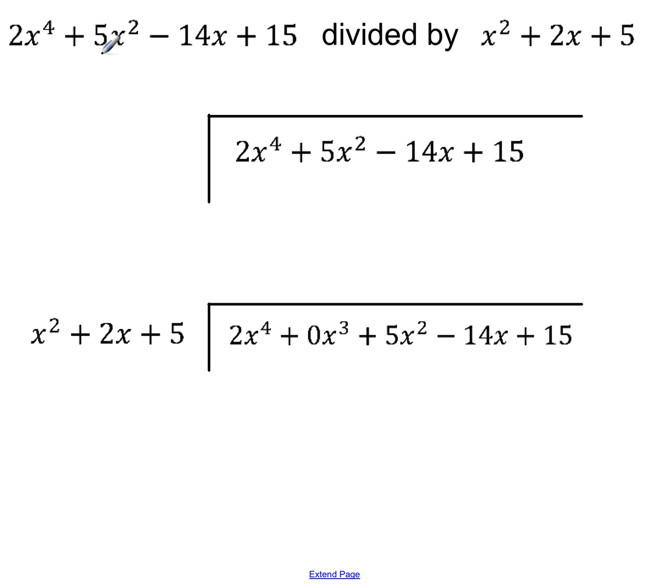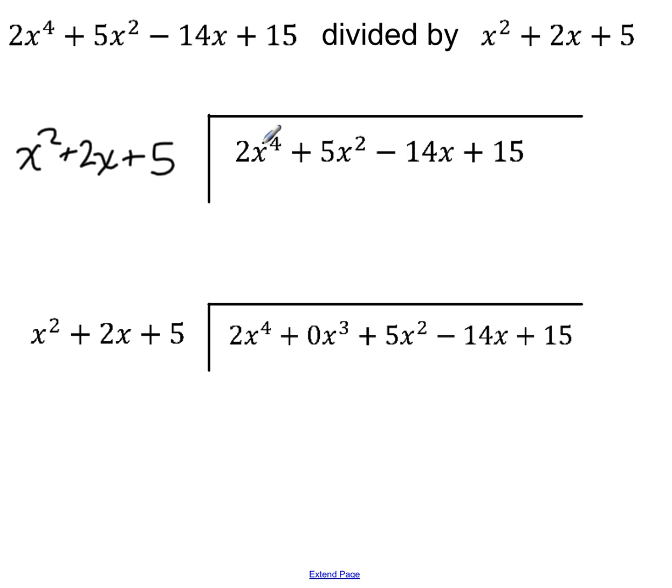Okay, now, I think we have 2 more that are tricky. 2x to the fourth plus 5x squared minus 14x plus 15 divided by x squared plus 2x plus 5. So you're going to go ahead and do this, and you're going to set it up, and I don't know why I didn't put the x squared plus 2x plus 5 there, but if you notice, these are exactly the same. But the difference between this one and this one, for its dividend, is that there's no x to the third term here, which is really going to foul me up later.